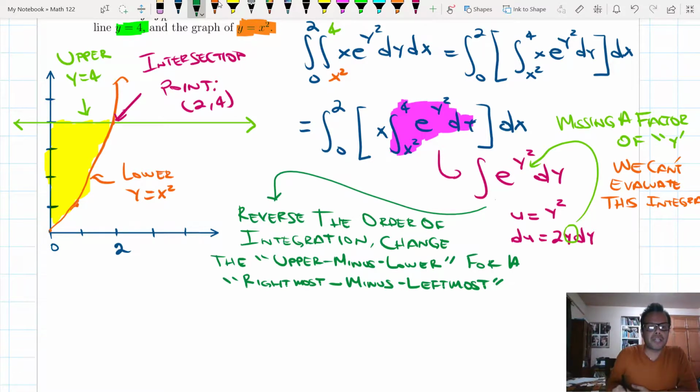Okay, so let's look at this lower function right here. If we take the square root on both sides, this turns into x equals the square root of y. Let me put an arrow here. This will be the rightmost.